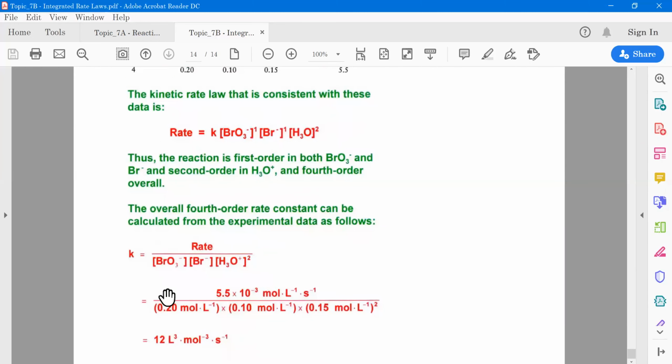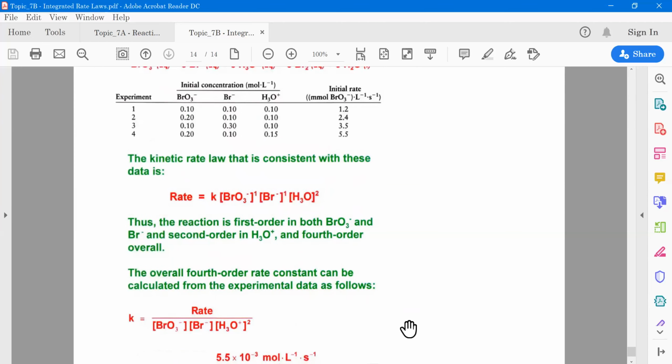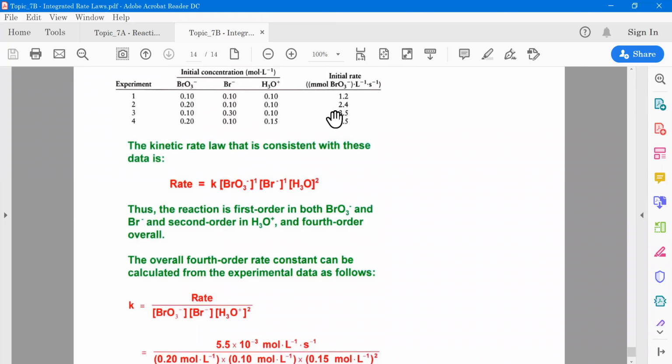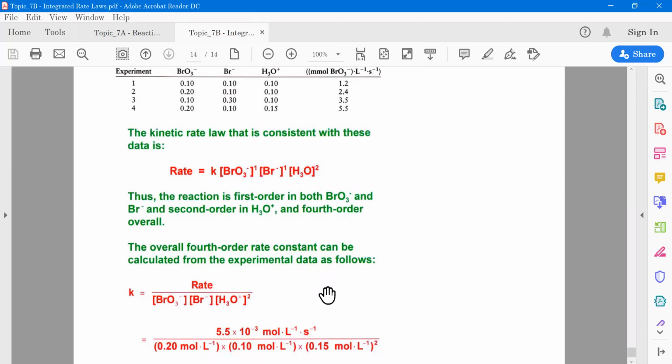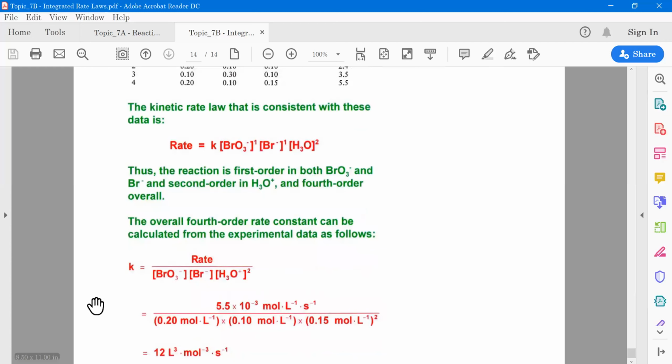And what you'll observe then is that k is the rate observed divided by the bromate concentration to the first power, bromide to the first power, and hydronium to the second power. And if you do that, we'll pick out any experiment. In this case, I picked out the fourth one, where the initial rate is 5.5 millimoles of bromate per liter per second, right? And that's the rate. Here are the three concentrations that gave that rate, 0.2, 0.1, and 0.15. So simply dividing this through, you'll find that the rate constant is 12 liters cubed per moles cubed per second.